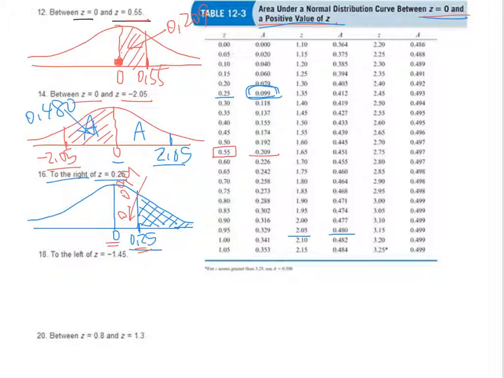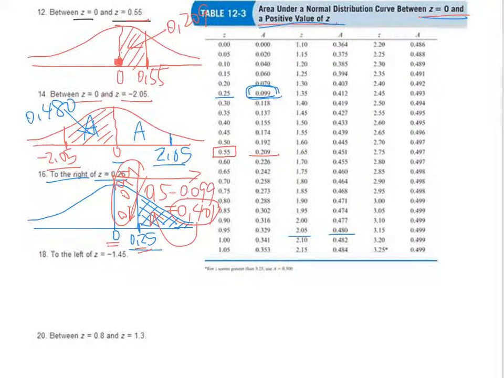But that's not my question. My question is the shaded region. So we recall that to one side of the mean, the curve contains 50% of the data, or the area is 0.5. So 0.5 minus this region will give you the shaded region. We use 0.5 subtract 0.099, and that's going to give us 0.401 as the area of the shaded region.